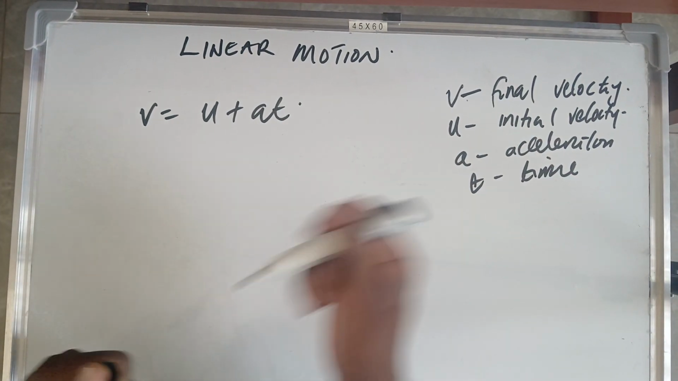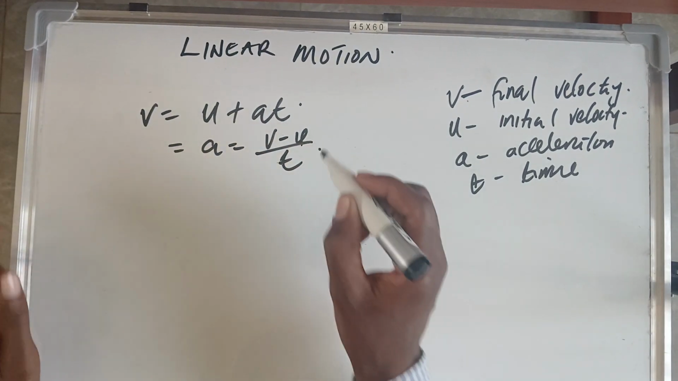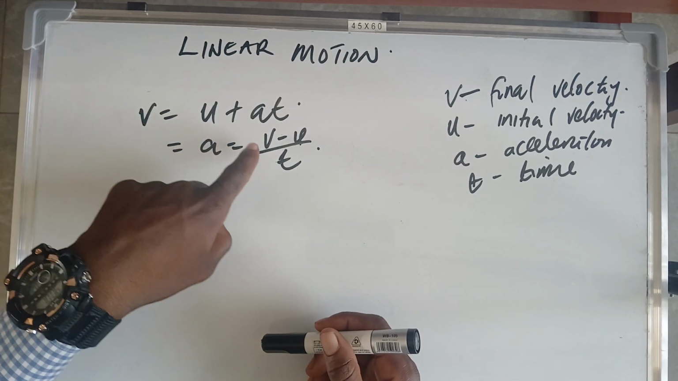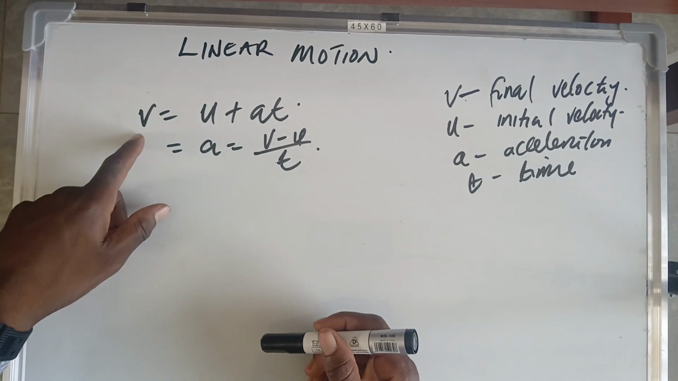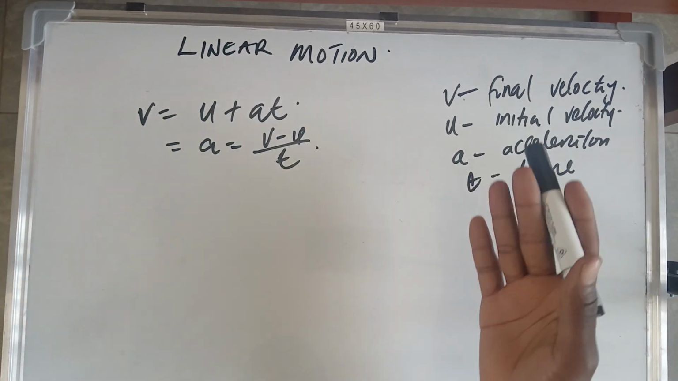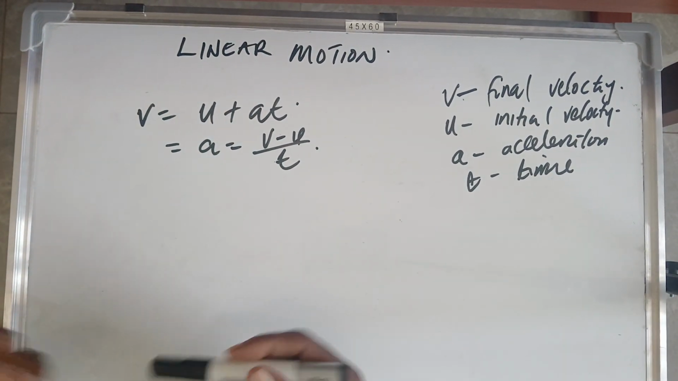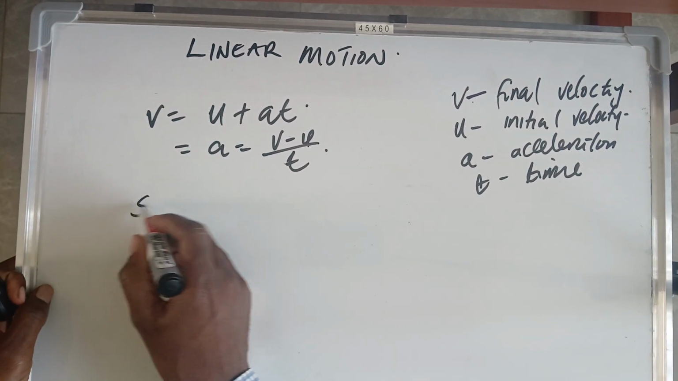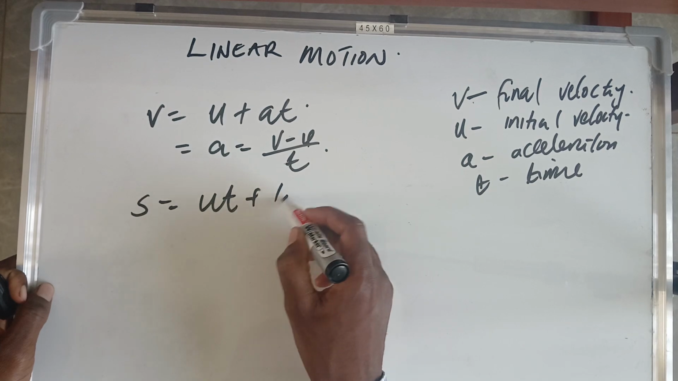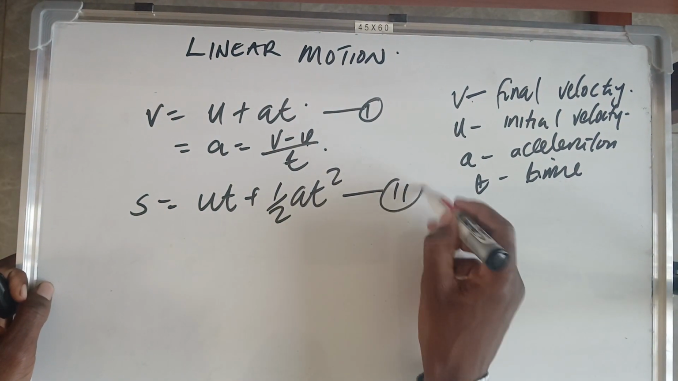Okay, now this equation sometimes is written as acceleration is equal to final velocity minus initial velocity over time. It's the same equation. It's only that in this one we first of all make the acceleration the subject of the equation, so to say. So this one and this one are the same equation. Don't get mixed up. Then we have s = ut + half at squared. So let me say this is equation 1, this is equation 2.